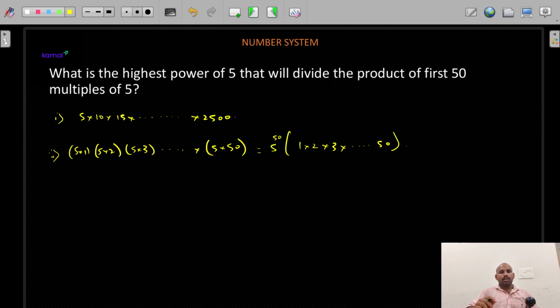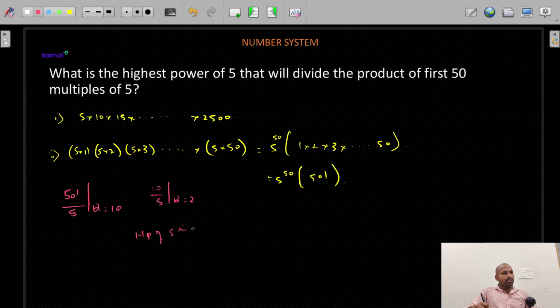If I write the product of all the consecutive natural numbers from 1 to 50, this is nothing but 5 power 50 into 50 factorial. I already found 5 power 50. I need to find the highest power of 5 in 50 factorial. It's nothing but 50 divided by 5, the quotient is 10. Again 10 by 5, my quotient is going to be 2. The highest power of 5 in 50 factorial is 10 plus 2, which is 12, which is nothing but 5 power 12.